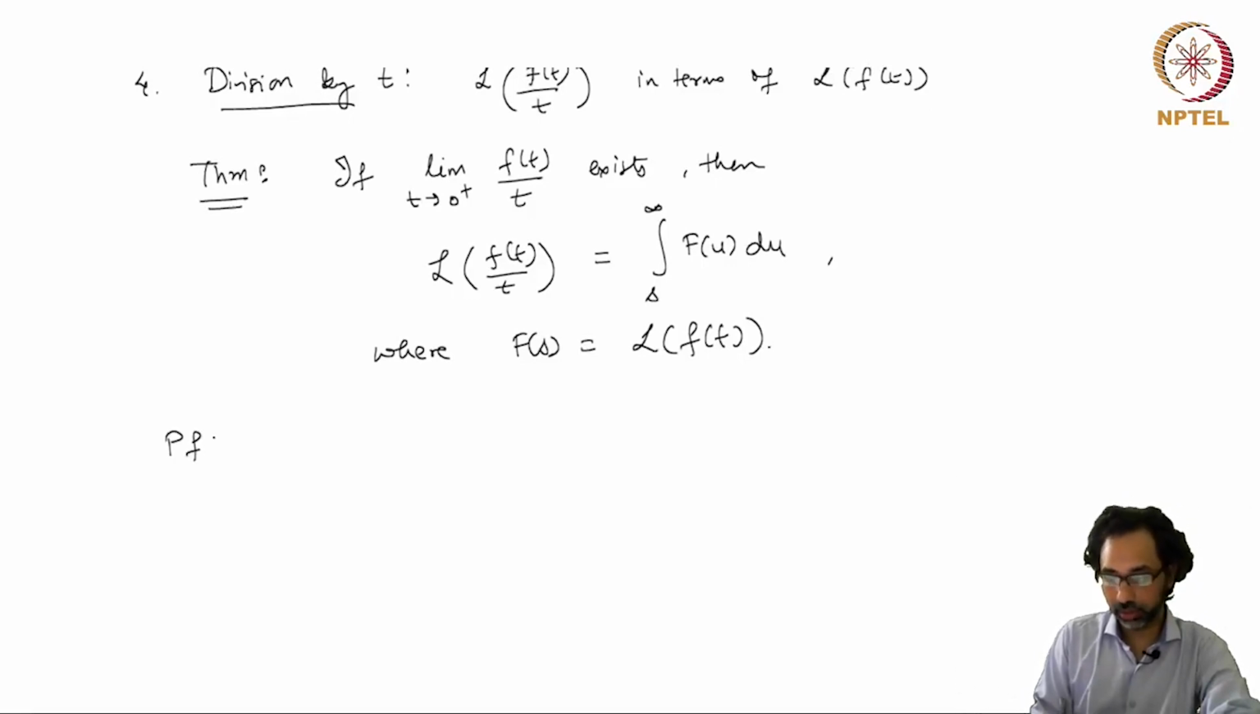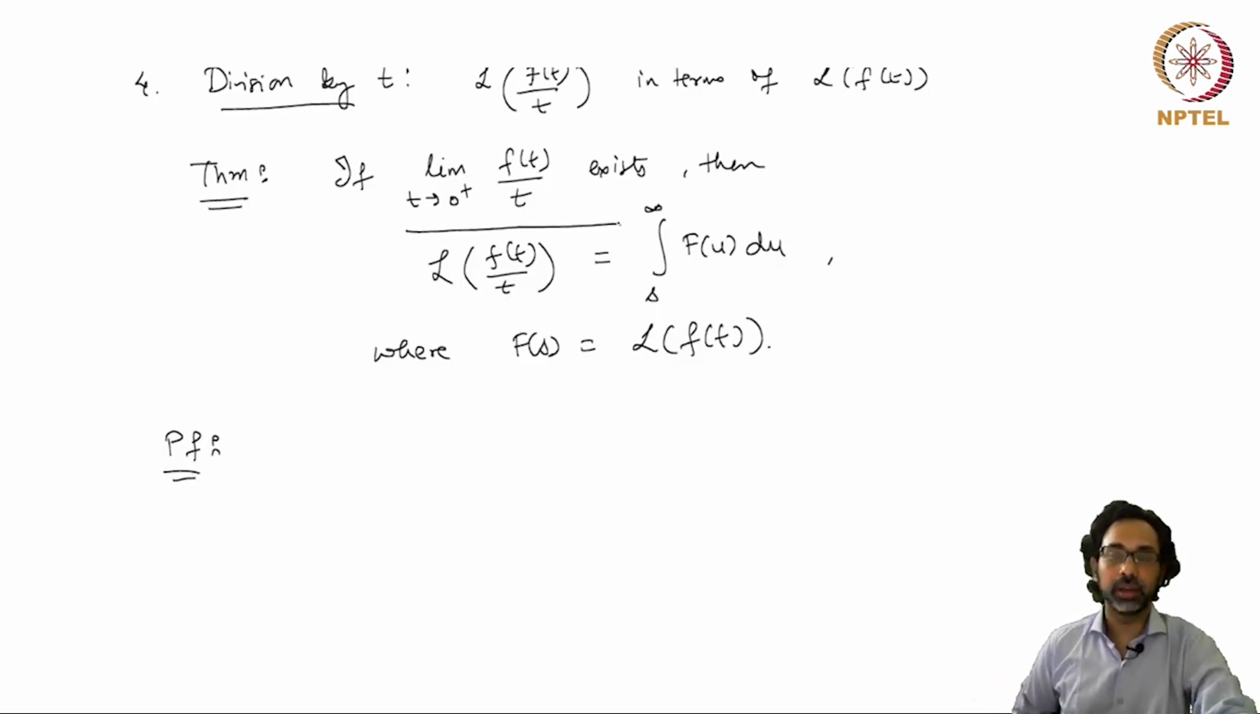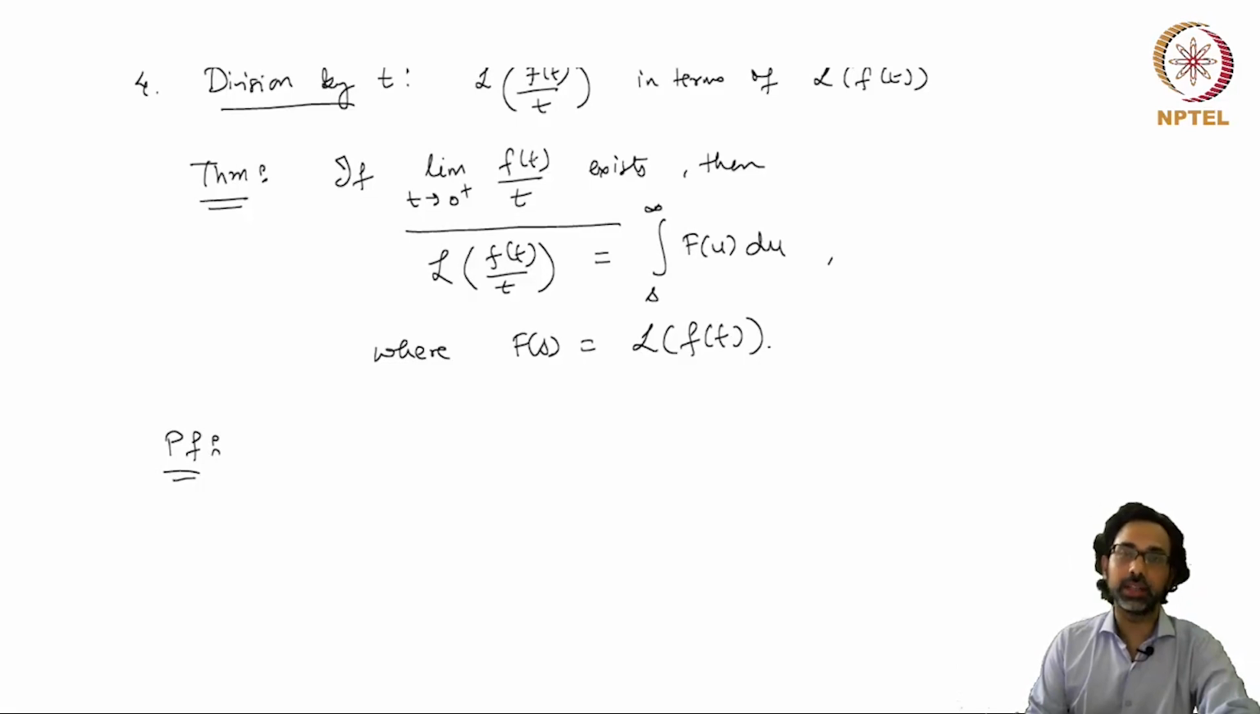So to prove this, first note that this condition for the limit makes it a piecewise continuous function, because as t tends to 0, if f(t) is a continuous function, then there will be a vertical asymptote at t equal to 0. So we are excluding that kind of behavior, and we say that the limit as t tends to 0 plus of f(t) over t exists, so that it is piecewise continuous on the whole interval 0 to infinity with 0 included.